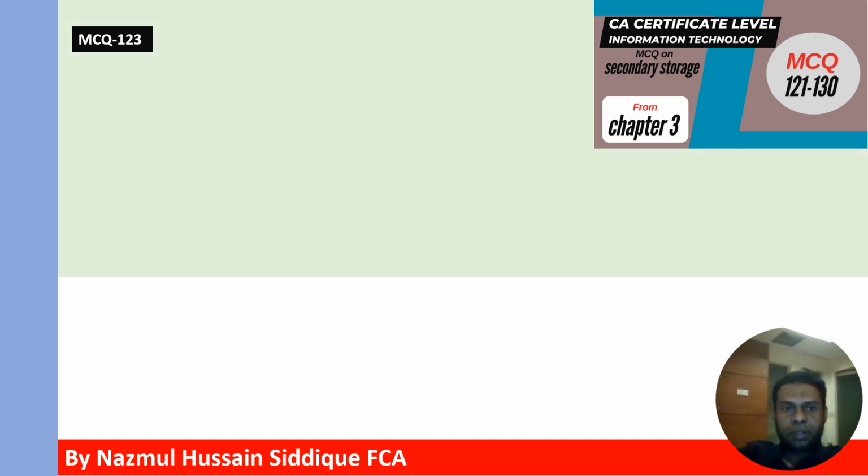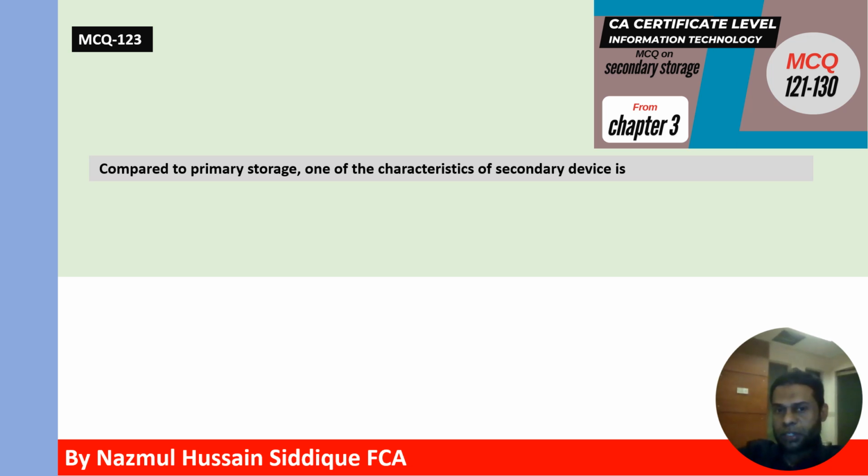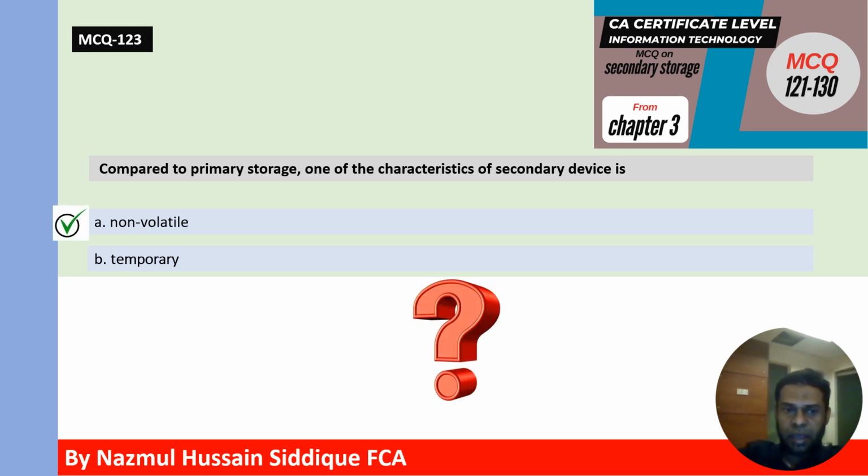Question 123. Compared to primary storage, one of the characteristics of secondary device is A. non-volatile, B. temporary. Which one is the characteristic of secondary device? The correct answer is option A. Non-volatile is the characteristic of secondary device compared to primary storage.